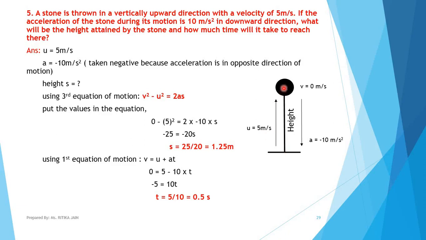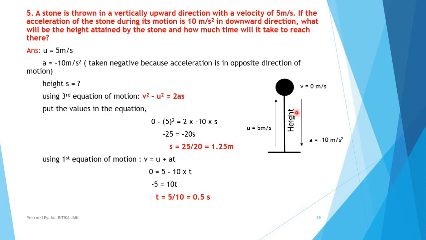The stone is thrown with a speed of 5 meter per second. This is the position of the stone. After reaching a particular height, the stone will again fall to the ground because of the gravitational pull of the earth. Everything is being attracted towards the earth, so the stone will again fall to the ground. So we have to calculate in this question the height achieved by the stone when it was thrown with the speed of 5 meter per second.